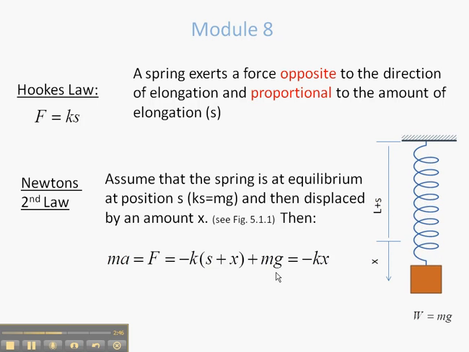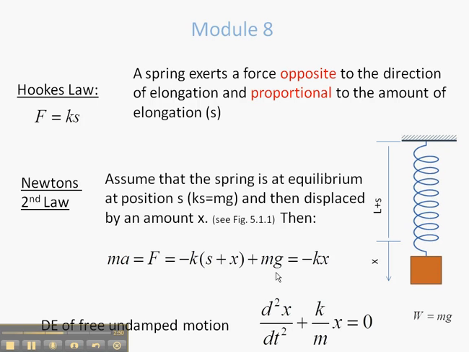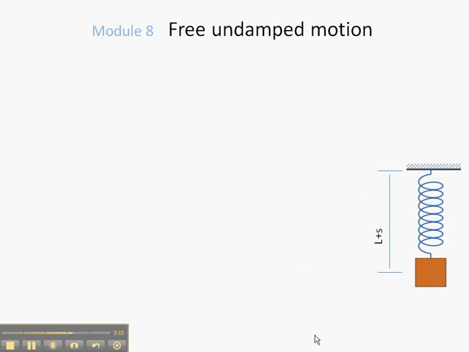So again, as we pull it down, that's what would happen to the spring, and we come out with this differential equation of free undamped motion, which is the second derivative of x with respect to t plus k over m, where we've divided by m and moved kx to the left hand side, times x equals 0. Well, notice that this is a second order linear homogeneous differential equation with constant coefficients. In section 4.3 we learned how to solve these types of differential equations.